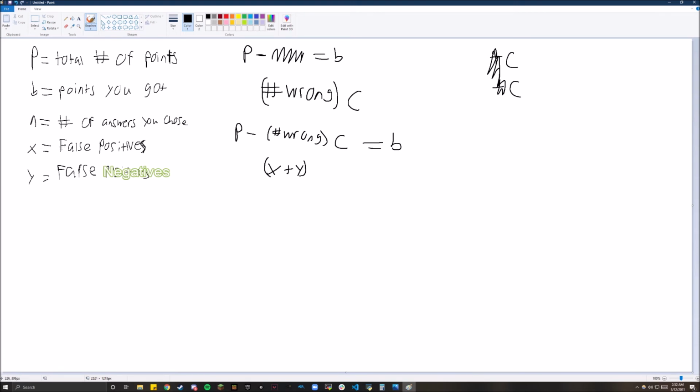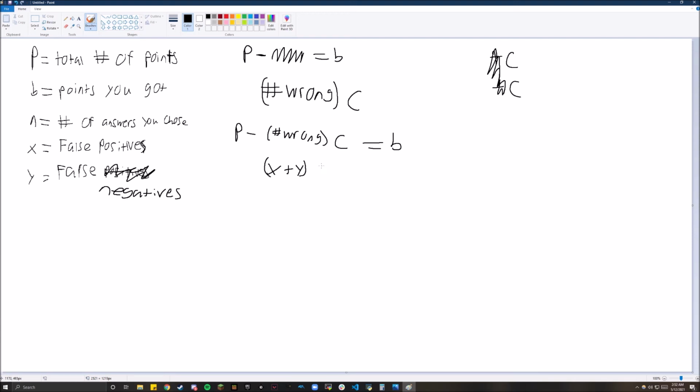And that would make sense because X is the number of false positives and Y is the number of false... oh, whoa, okay. Negatives. All right, that's my bad. So Y is the number of false negatives. When you sum them together, you get the total number of answers that you got wrong. And that's exactly what we need.